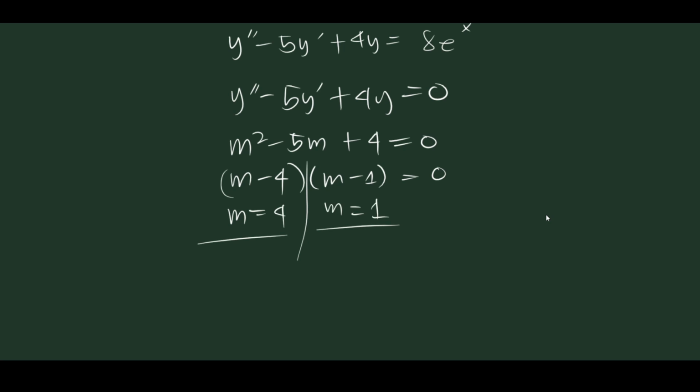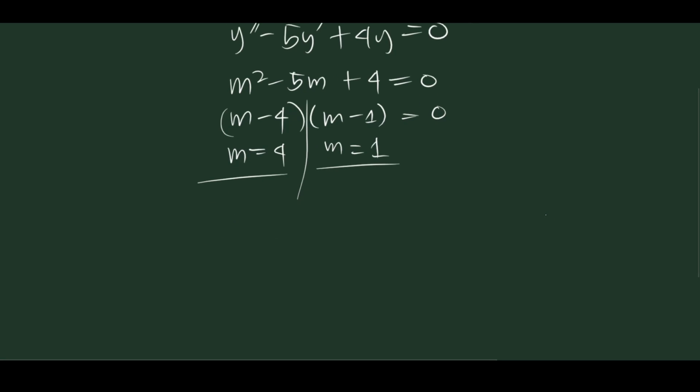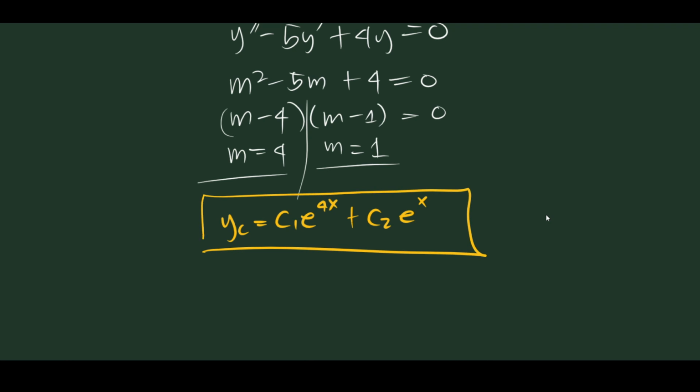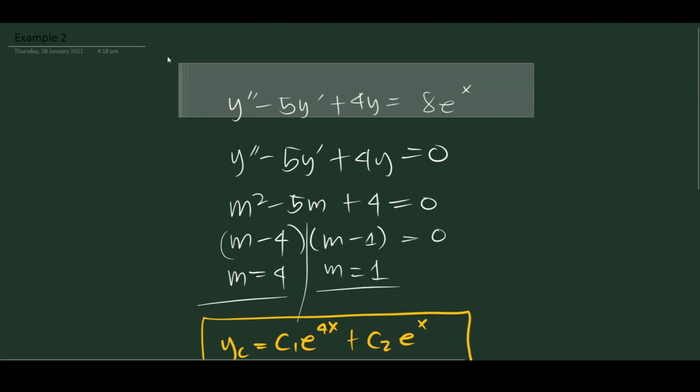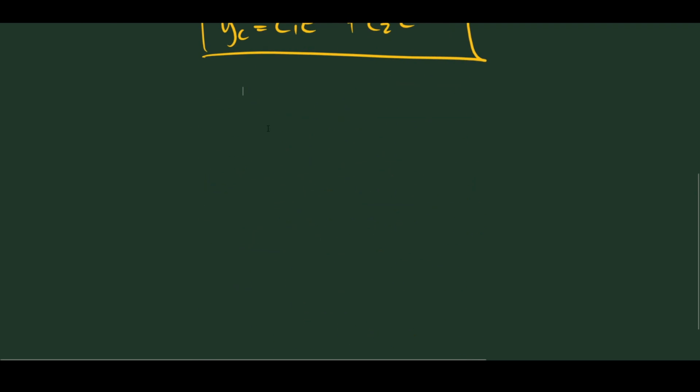So this is again case number 1 of the auxiliary equation method. So our yc will be c1 e raised to the 4x plus c2 e raised to x. Okay, so that is our complementary function. Next step is to find our yp, or our particular solution, using the method of undetermined coefficients.